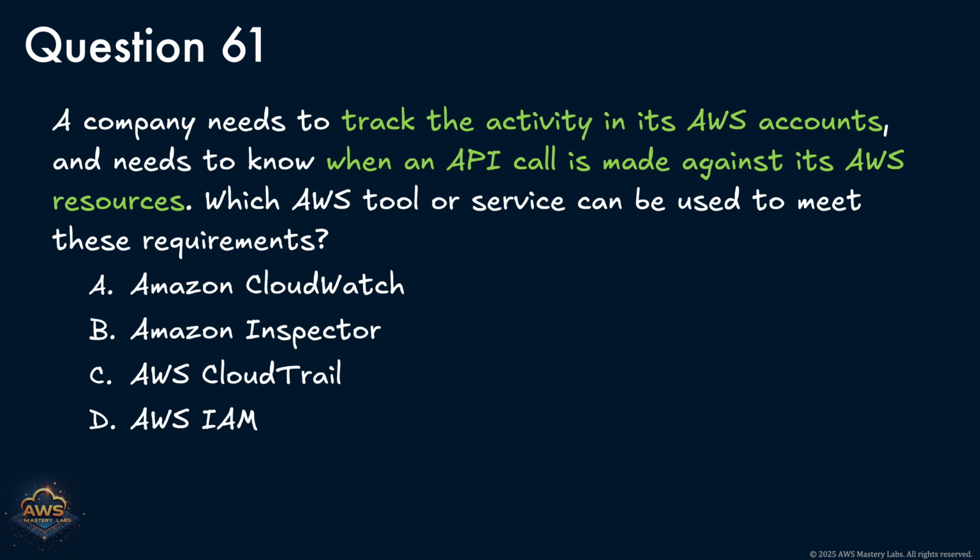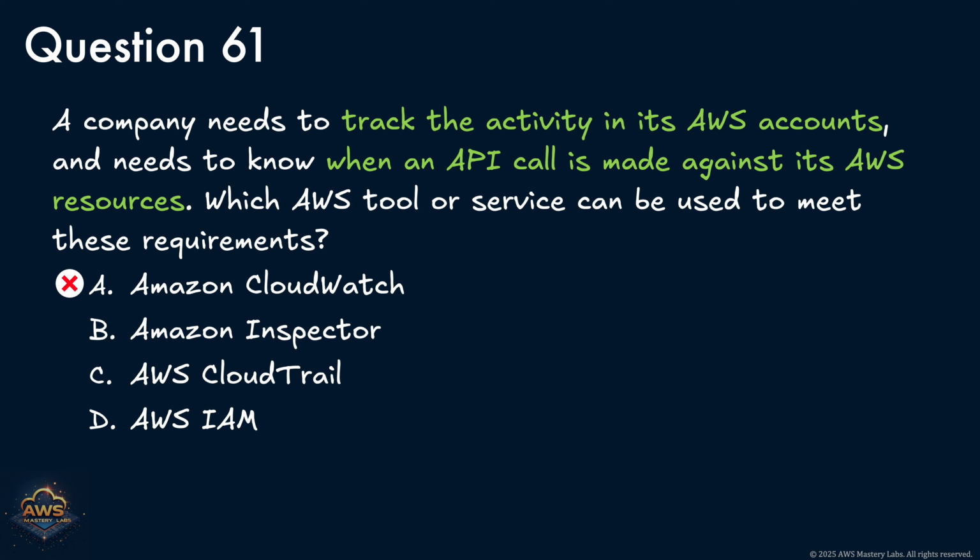The question opens with the need to track the activity in its AWS accounts, which suggests a focus on observability and auditing. The second part, when an API call is made against its AWS resources, is even more precise. Here, the objective is not just general monitoring, but capturing API-level events that provide insight into who did what, when, and from where. This sets a clear expectation. The tool must offer detailed logging of AWS service interactions and specifically log API calls, whether through the console, SDK, CLI, or automation tools.